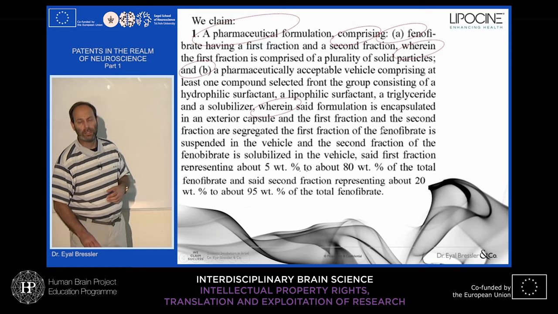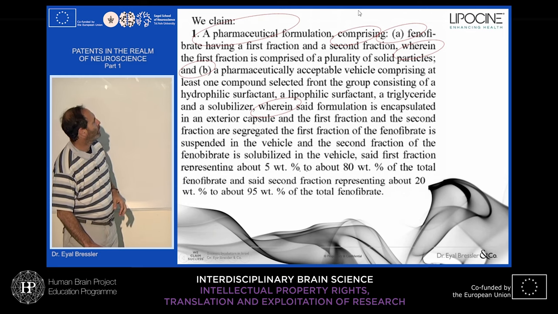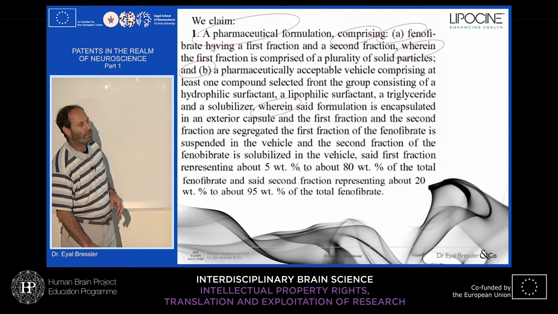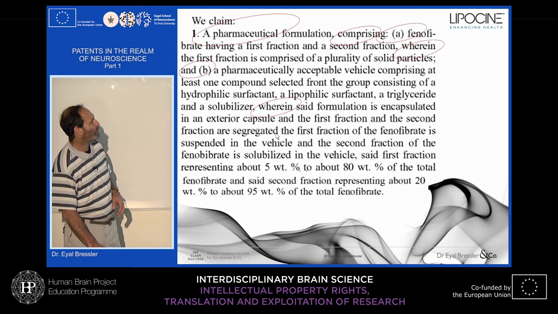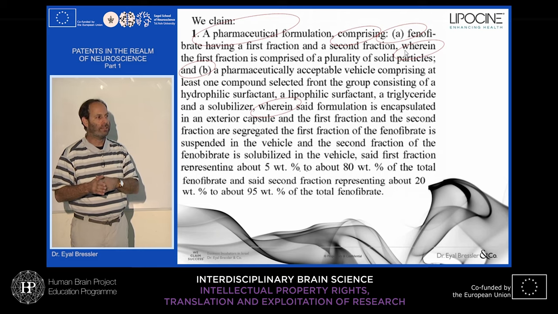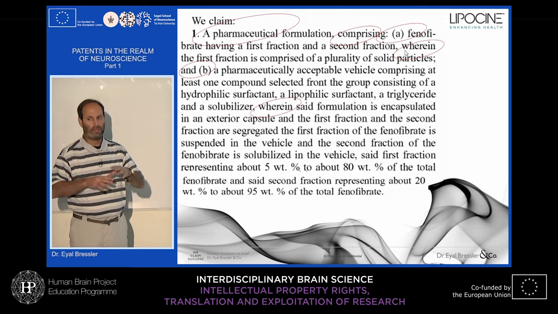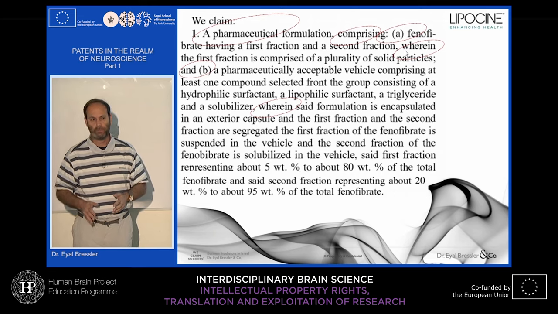And this is the claim. We'll not read the claim, we'll just map it, okay? So it's a pharmaceutical formulation comprising A and B. And you've got here the wording of "wherein", so something new starts from here. Now, this patent has two wherein's. This is the first wherein, this is the last wherein. So you should read all the wording after the wherein, and this patent is very narrow because you should read the technology, narrowed in the first wherein, and then further narrowed in the second wherein. This is their claim.